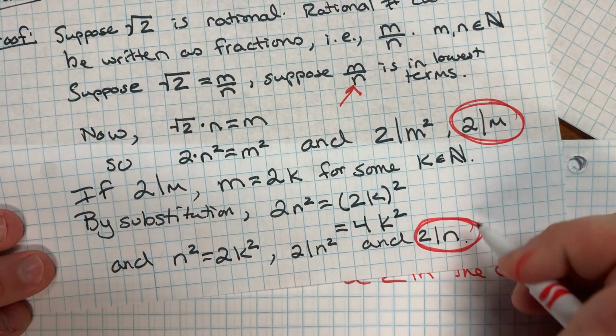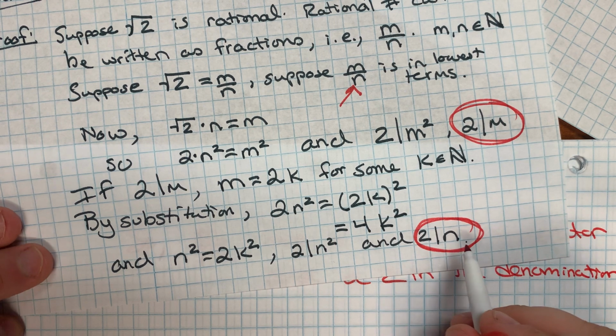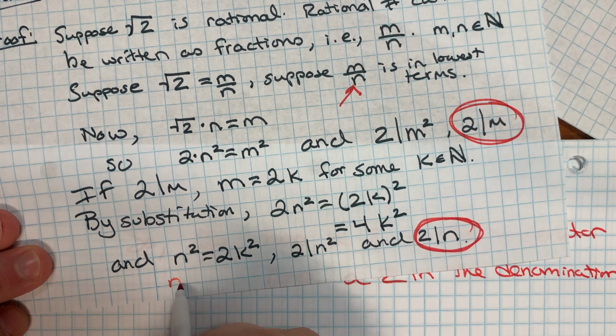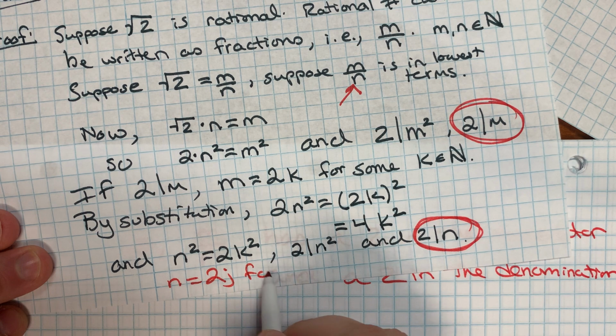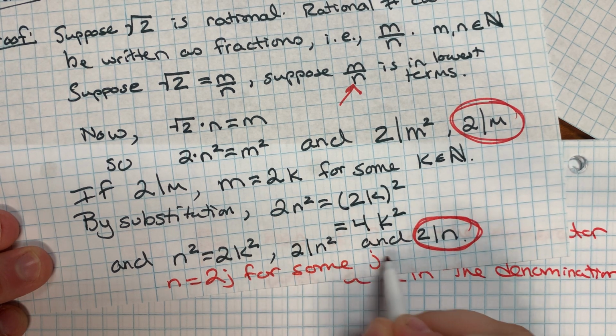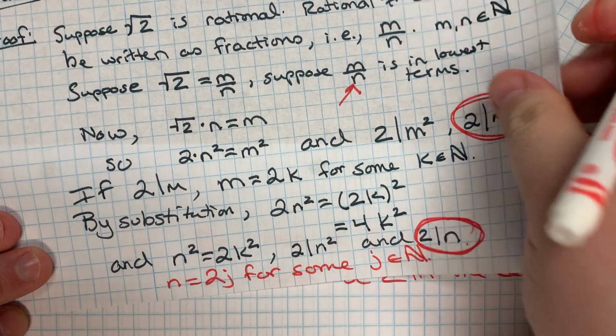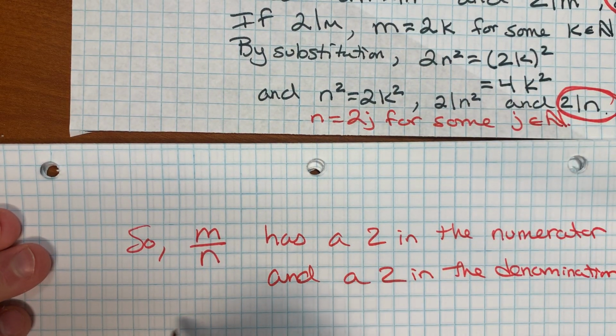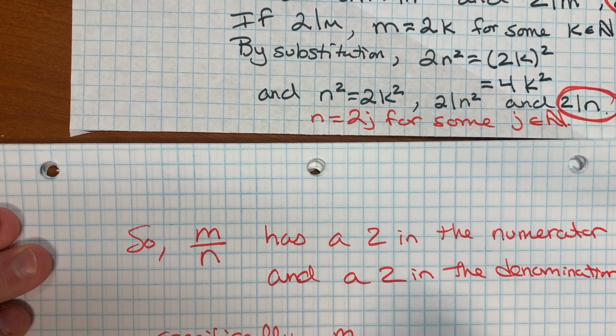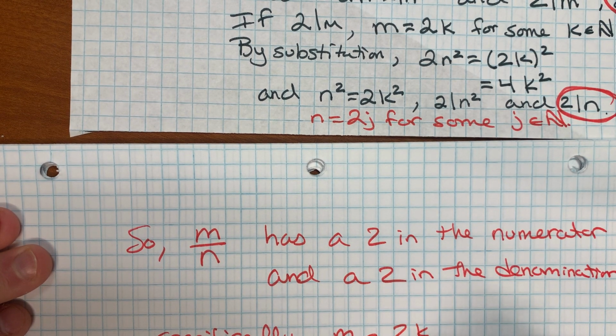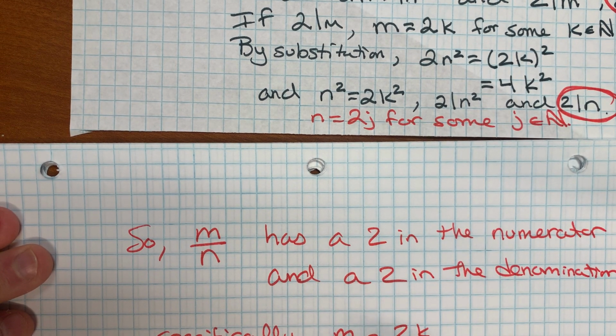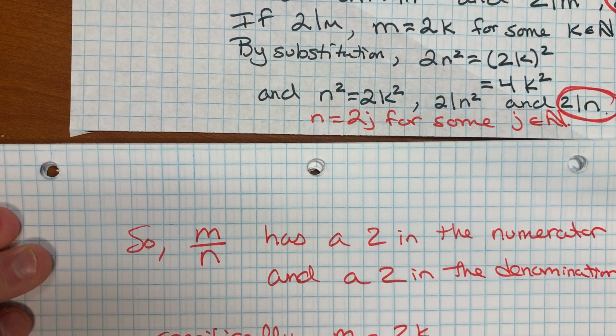And actually, let's go ahead and write this. So if 2 divides n, n equals 2 times j for some j in my natural numbers. Specifically, m over n equals 2k over 2j, which reduces. And it specifically reduces to k over j.